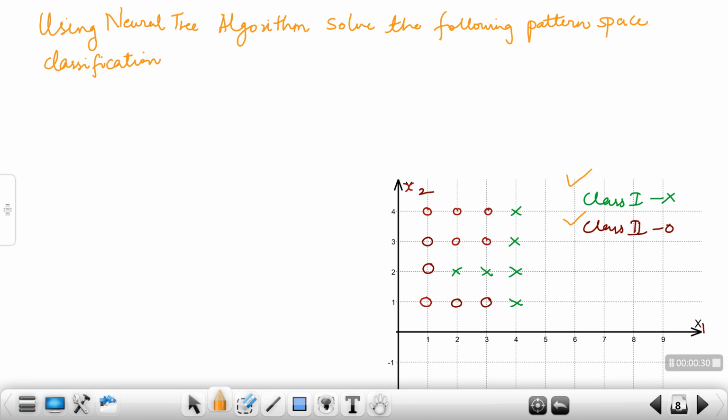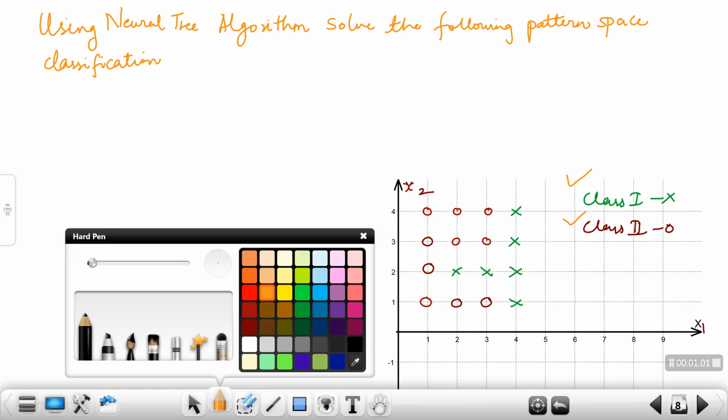Now first we shall be drawing the lines for the nodes of the neural network which will be designed, that is a tree, neural tree. As you know, in a neural tree algorithm we will be developing a neural network which will be made up of decision nodes, and these decision nodes will form the decision tree. First we have to ensure that there are minimum number of misclassifications while selecting the first line.